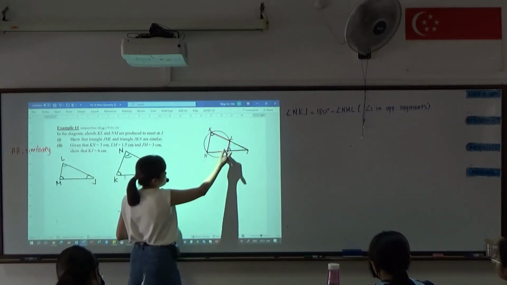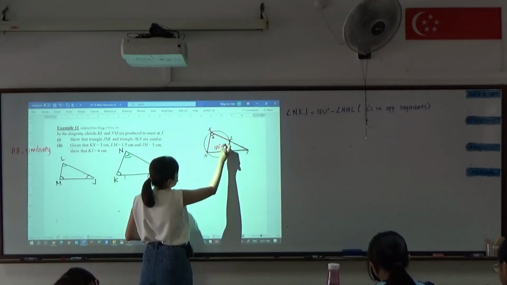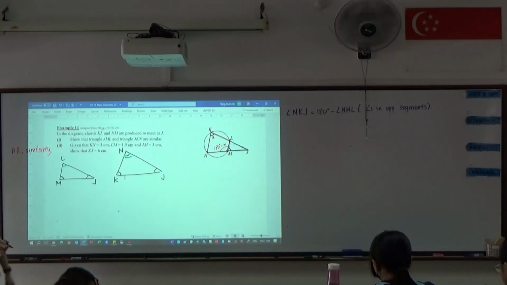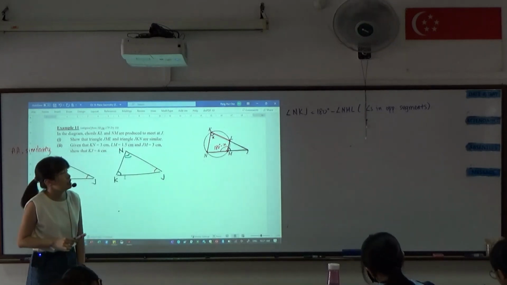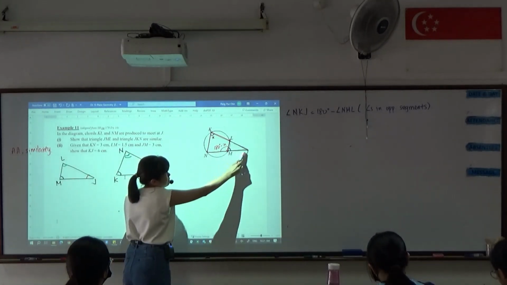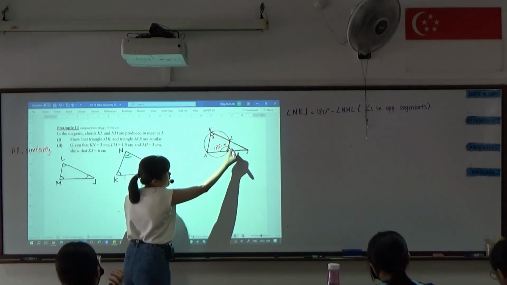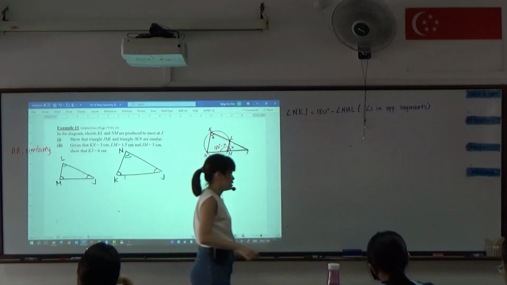Okay, so let me just write this down. If this is x, this is 180 minus x. Okay, I'm trying to prove that this is equal to this. Okay, and I hope that you see that if this is 180 minus x and this is on the same straight line, then this will have to be x because of your adjacent angles on the straight line.